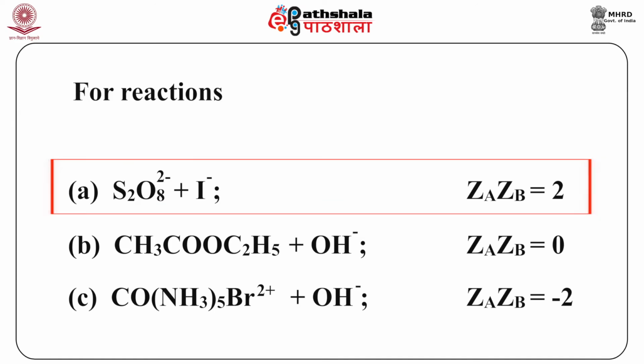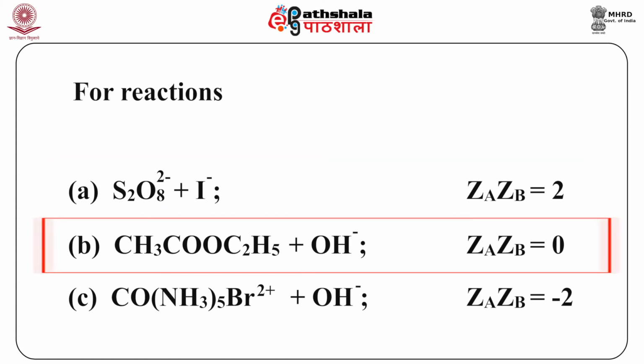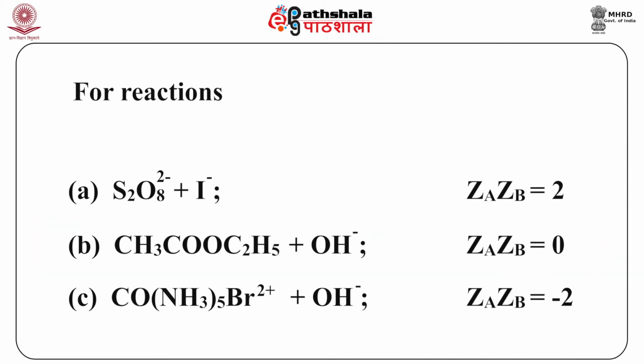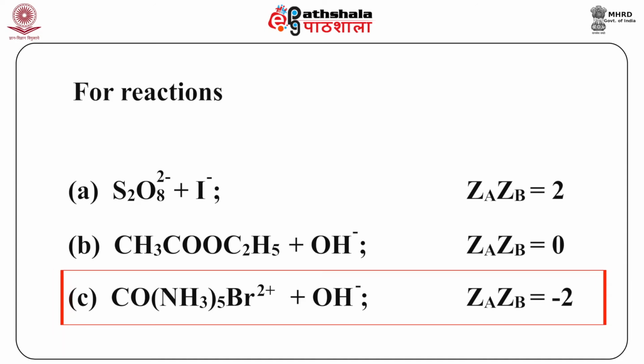For the first reaction, the product Za into Zb is 2, which means a positive slope. For the second reaction, Za into Zb is 0. That means log K versus under root ionic strength is a straight line. And in the third case, the product Za into Zb is equal to minus 2, which means a negative slope. So, in primary salt effect, addition of an electrolyte or variation of ionic strength affects the activity coefficients and hence the rate of the reaction.